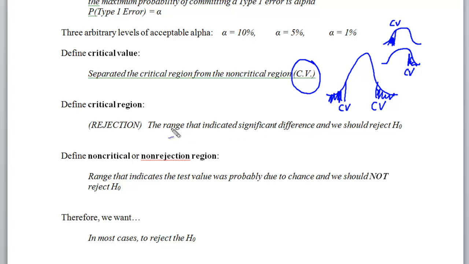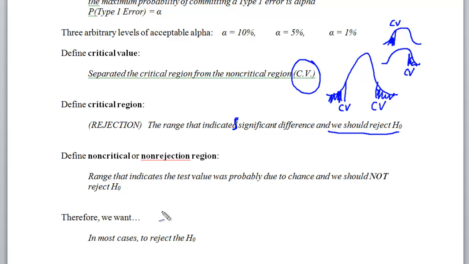Now, the critical region is the range that indicates a significant difference. I think I typed this wrong, sorry, one letter wrong changes the whole thing there. It's the range that indicates a significant difference, and then we should reject the null hypothesis. So if we find that our tested average is inside any of these shaded zones, the null hypothesis is false, and we should reject it.